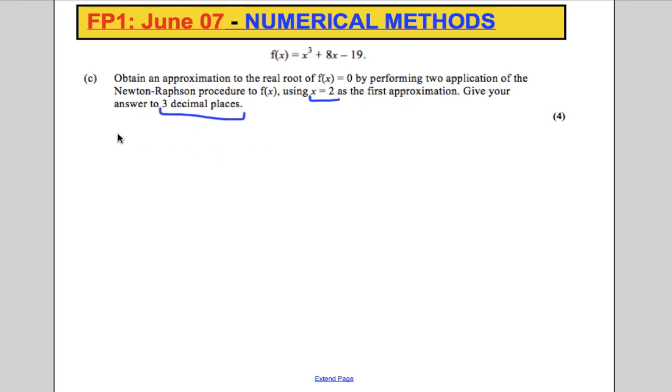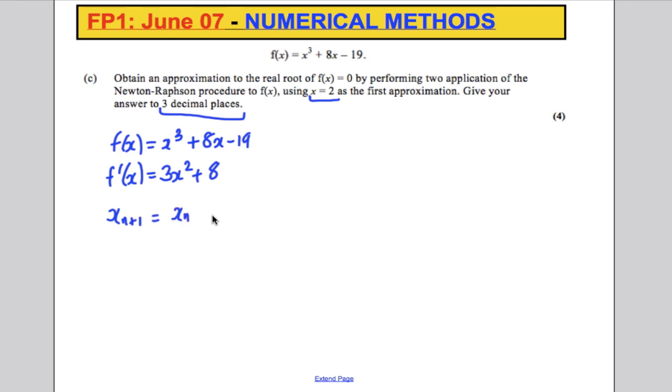Okay, first things first, let's state our f of x. Our f of x is x cubed plus 8x subtract 19. It's always important to show your f dashed x before you start substituting into a formula. That would be 3x squared plus 8. Newton-Raphson tells us that x subscript n plus 1 is x subscript n subtract f of xn over f dashed xn, and now we're ready to substitute into our formula.